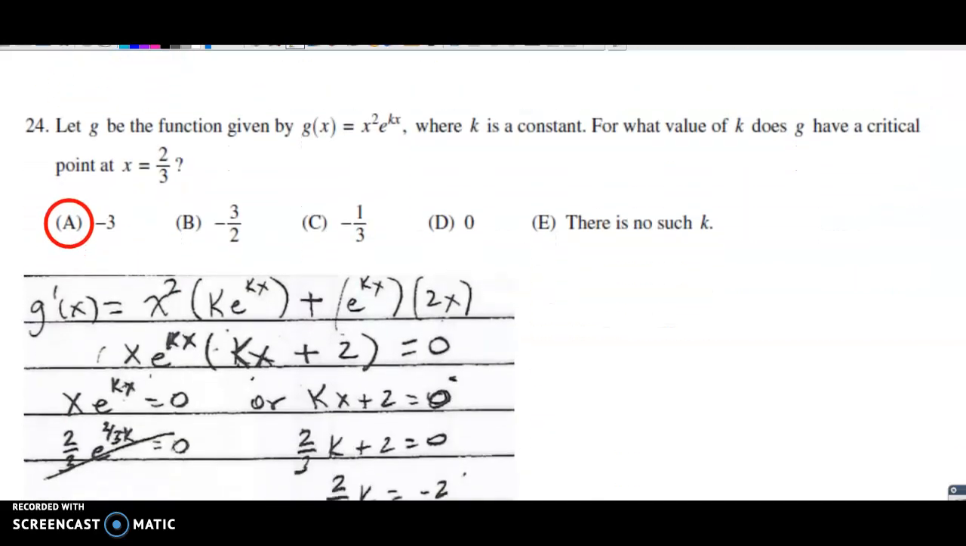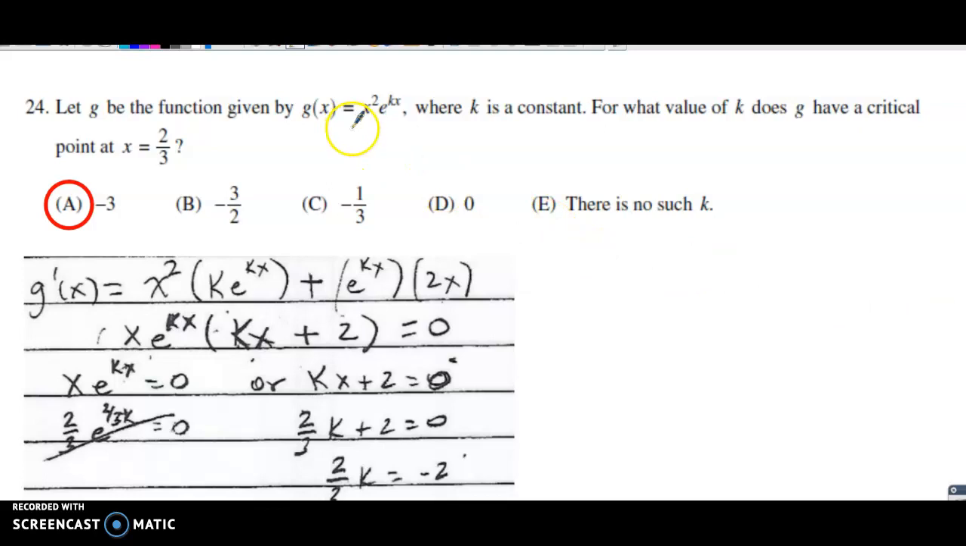In 24, g is a function. Pay close attention. G is a product. K is a constant. For what value of k does g have a critical point at x equal to 2/3? Well, for a critical number, we need the first derivative, so I did the product rule right here. We're going to set the first derivative equal to 0 to get critical numbers. You're going to need to factor out that common factor of x e to the kx. Set each factor equal to 0, the first factor equal to 0, the second factor equal to 0.